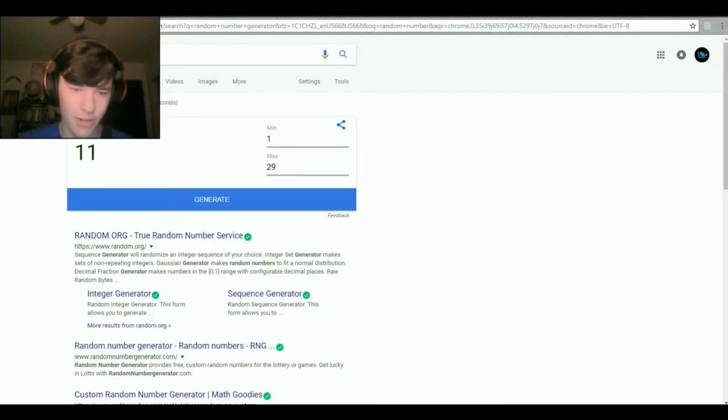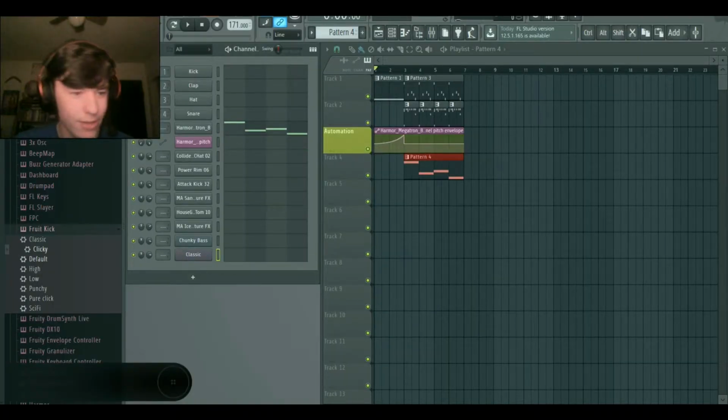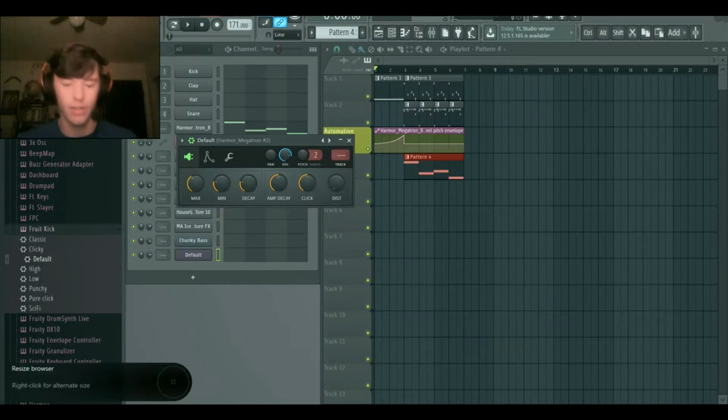Random number generator. Generate another one. 9. Oh, fruity kick. 8. We got 8. Let's go ahead and do 3 then. Default. Since it's March 3rd.